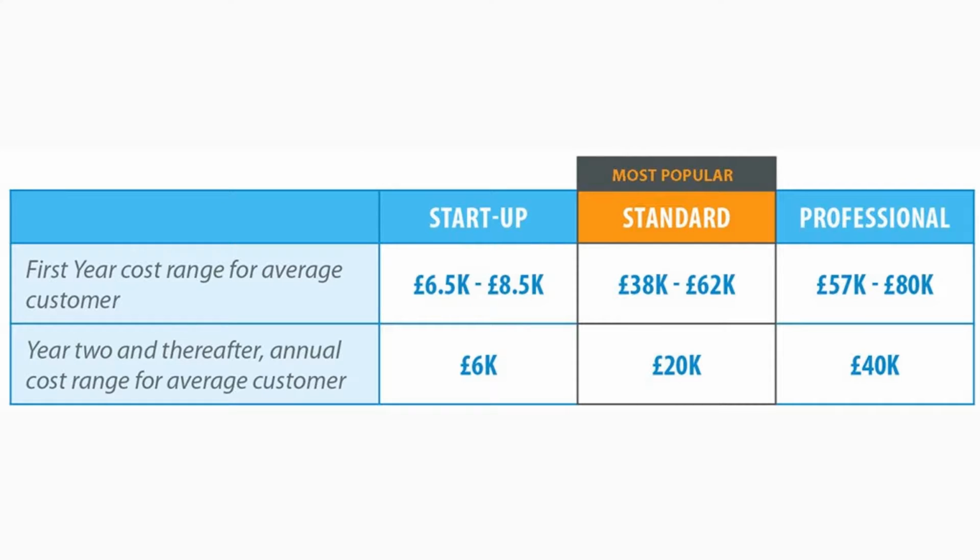This graphic shows our startup, standard, and professional price list. The price at the top relates to the first year cost for the average customer, and the bottom price is for the second year and the following years after that. Next, we will go through what each system comprises and how these costs have been calculated.